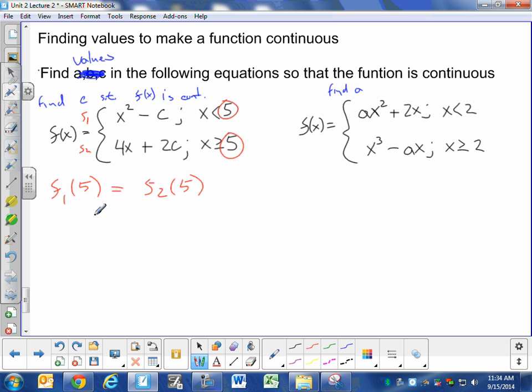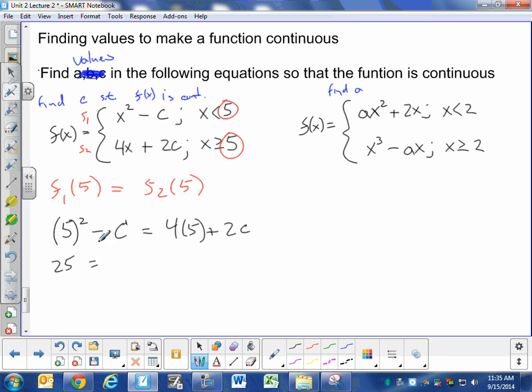So remember, at a value, you plug in that value for x, not for c. Take 5, plug it in for x. We are trying to find c. Take 5, plug it in for x here. And then we just solve this equation.